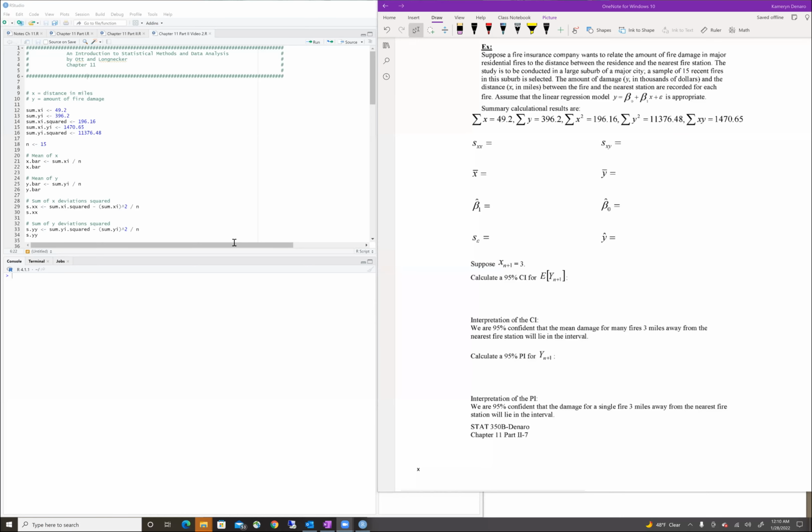Hello, everyone. We're working through An Introduction to Statistical Methods and Data Analysis by Ott and Longnecker, chapter 11. We're going to work on this example from the notes, page 7.